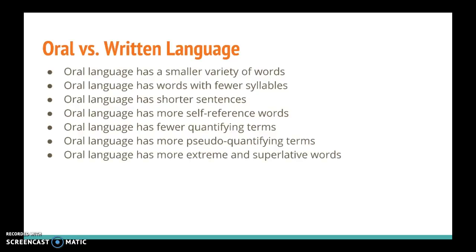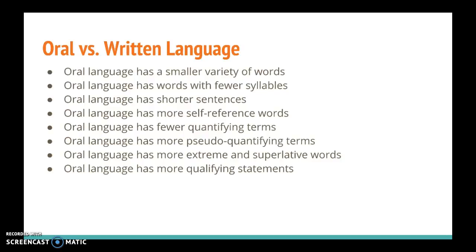Oral language also has more extreme and superlative words than written language does. So we use language such as none, all, every, always, never, right? You always do this, or you never do that. That sort of language. Because, again, oral language is much more relaxed, right? It's much more natural than written language is. And it's almost like in our brains, when we write that you always do this, it's so much more definitive than when we say something like that. So we tend to use those types of words in oral language much more frequently.